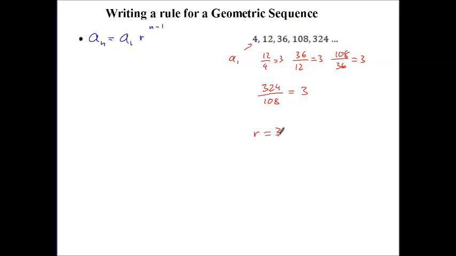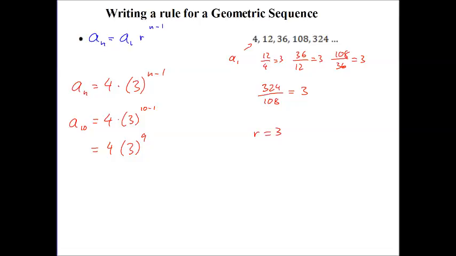And that means we can now write our rule. a sub n is equal to 4 times 3 to the power of n minus 1. This is our rule. And if, for example, we wanted to find the 10th term, a sub 10 is equal to 4 times 3 to the 10 minus 1 power, which is 4 times 3 to the 9th power.